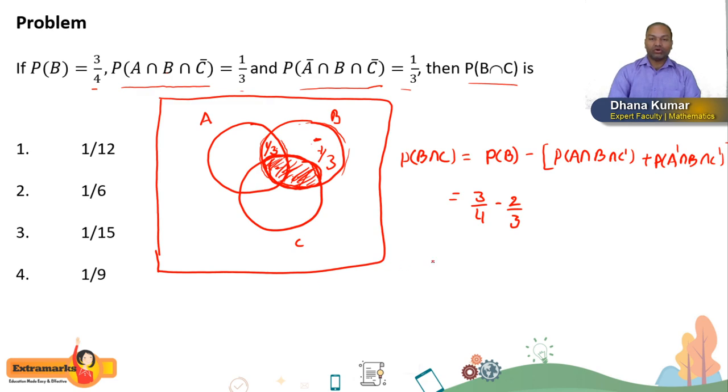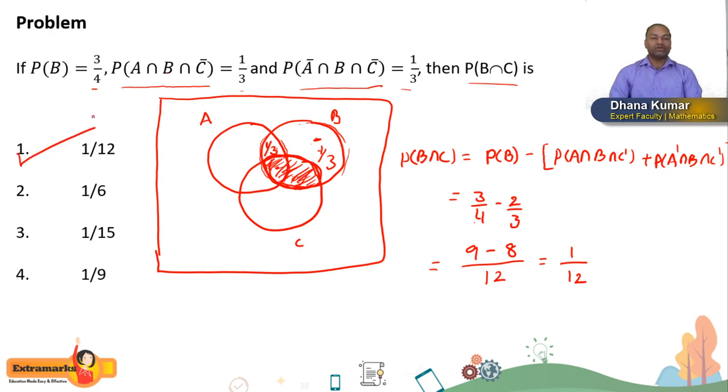So that is equal to what? Here LCM is 12. 4 3s are 12. 3 3s are 9. 4 2s are 8. So 9 minus 8, 1, 1/12. Okay. So 1/12, which option correct?